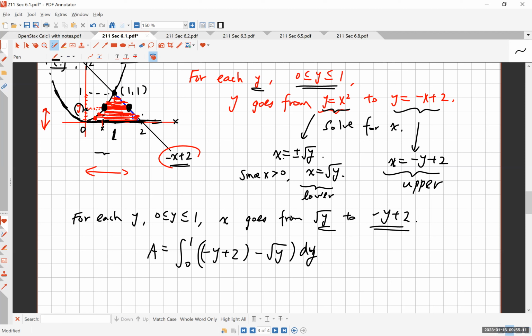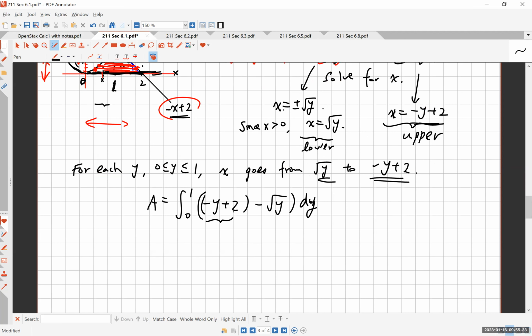Because at every point y between 0 and 1, the length goes from the lower function, where x is equal to the square root of y, to the upper limit, where x is equal to negative y plus 2. So this is the higher of the two values, and this is the lower of the two values, not x values. And then if you calculate this, you will get the area of the entire region.